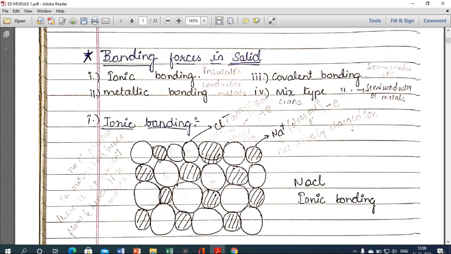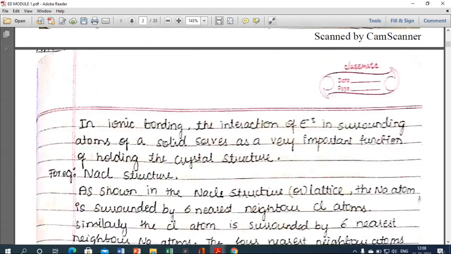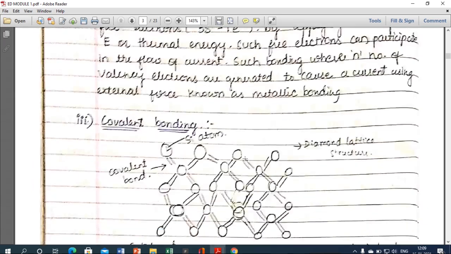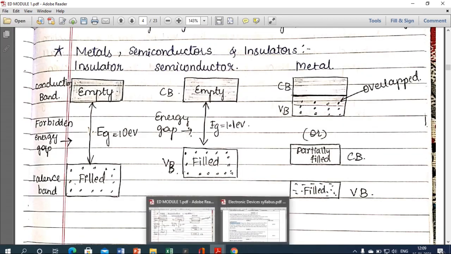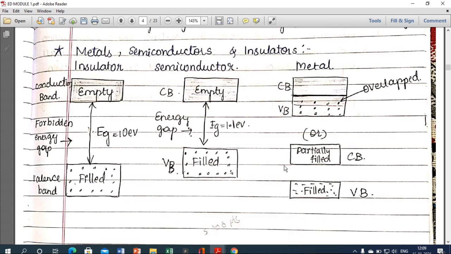The last is mixed type bonding, which purely belongs to the semiconductor when more than one semiconductor is combined to form another type of material like gallium arsenide, gallium phosphate. This type of bonding is formed by the combination of ionic and covalent bonding. So this is about bonding forces in solids. After this, the next topic is metals, semiconductors and insulators, which we will now discuss.